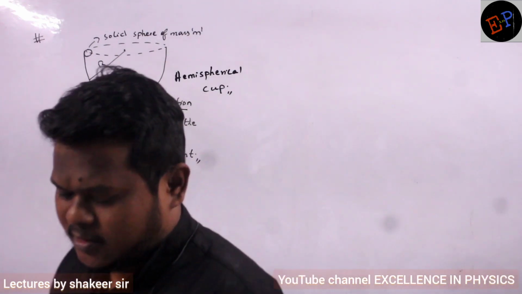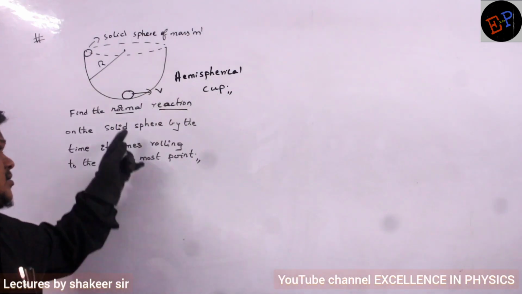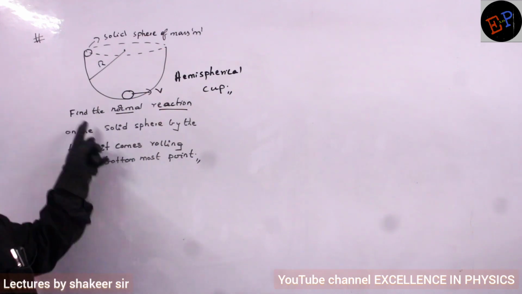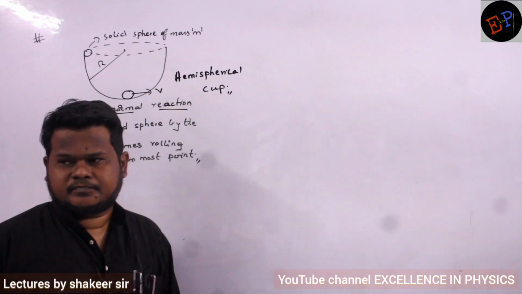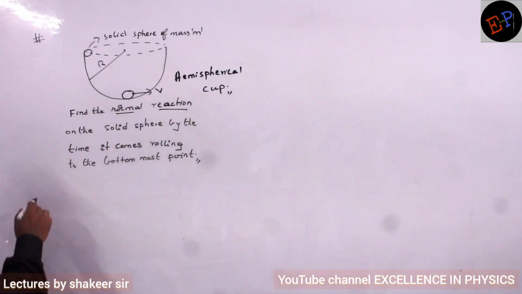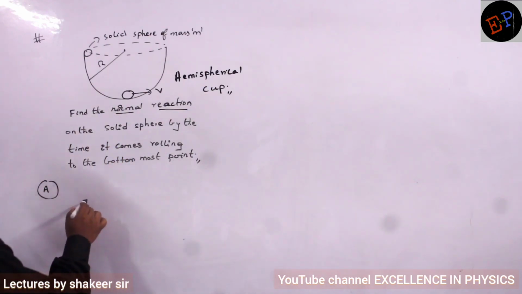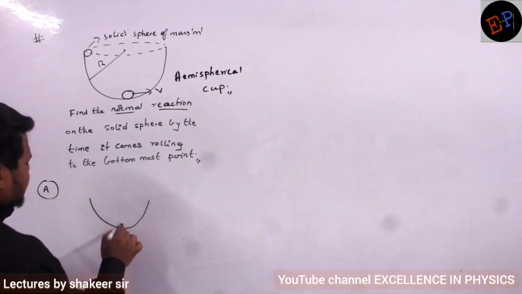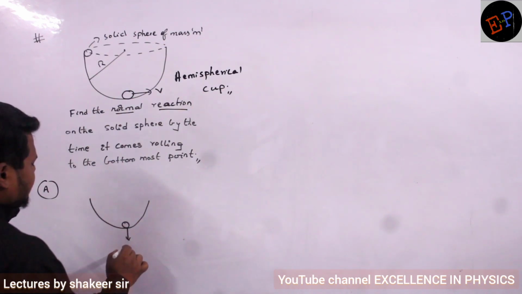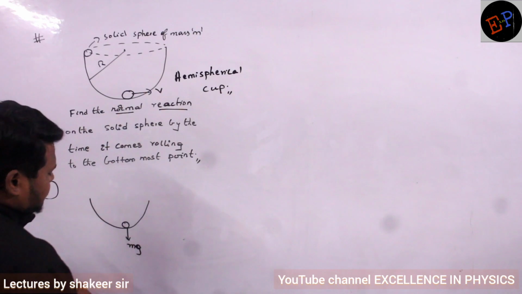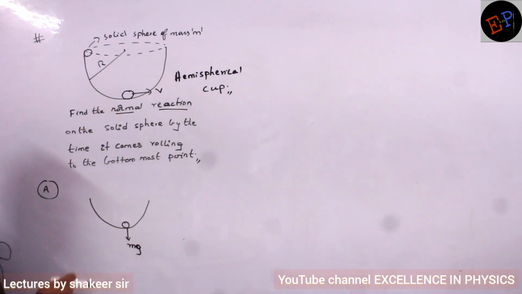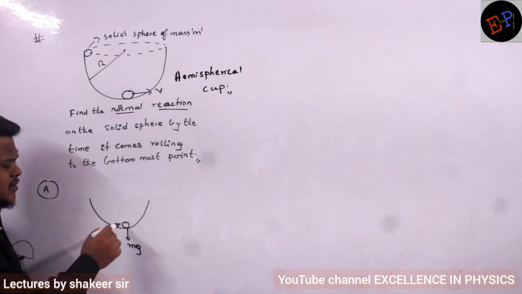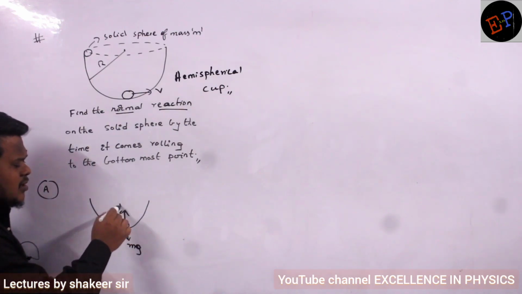How can I calculate the normal reaction on this solid sphere because of the hemispherical cup? Let us consider when it is present at the base of this cup. Its weight mg will be acting in the downward direction, and the cup will give a certain normal reaction.